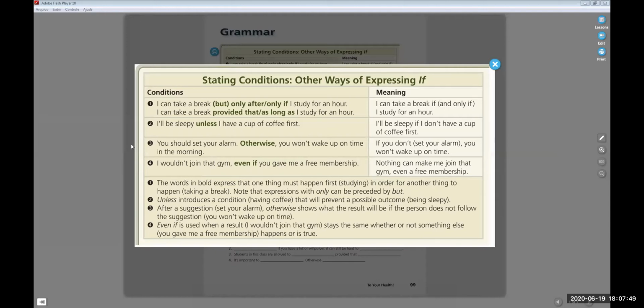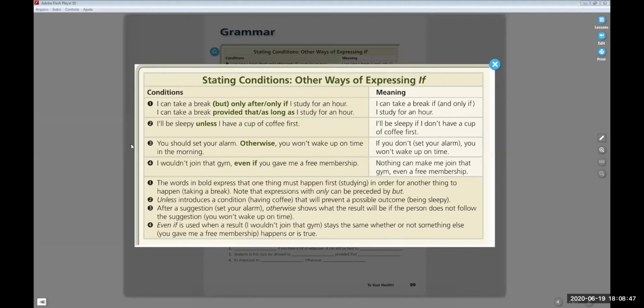Can you read the second example, doing the same thing, using "provided that" and then "as long as." I can take a break provided that I study for an hour. I can take a break as long as I study for an hour. Very good. As long as, provided that, they have pretty much the same meaning as "only after" or "but only after," and "only if," or "but only if." Both mean that you can take a break, you can do one thing if and only if you do the other. Did you understand?